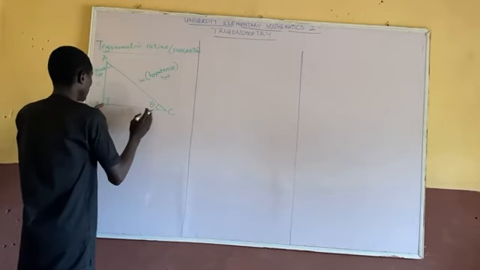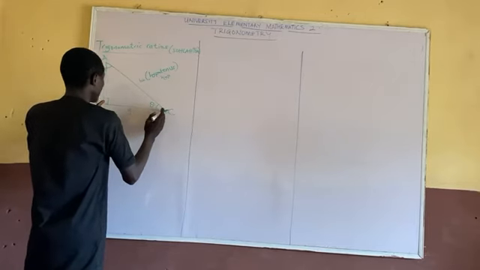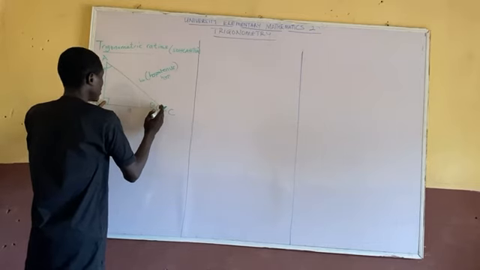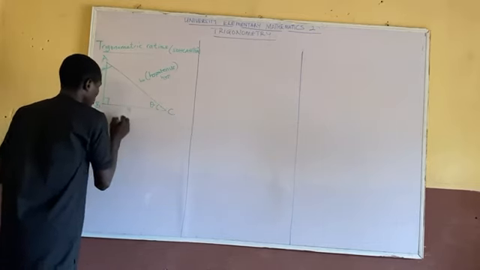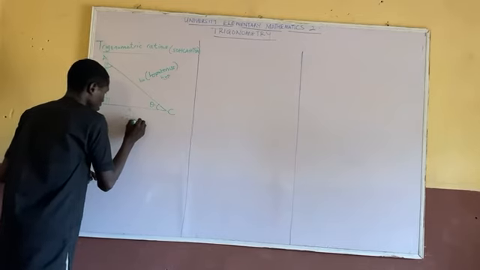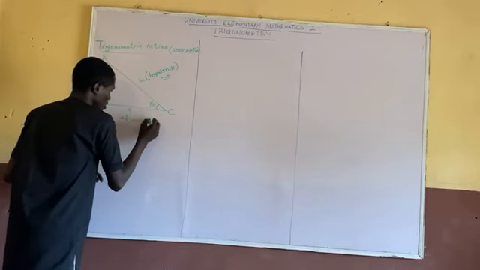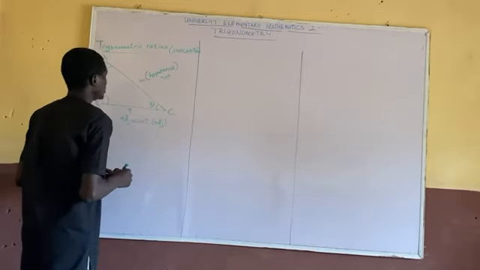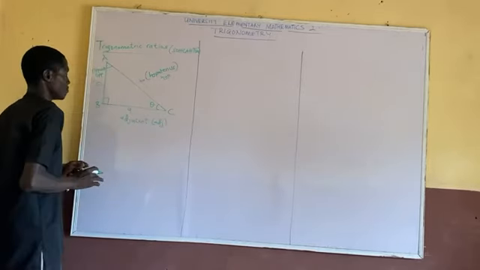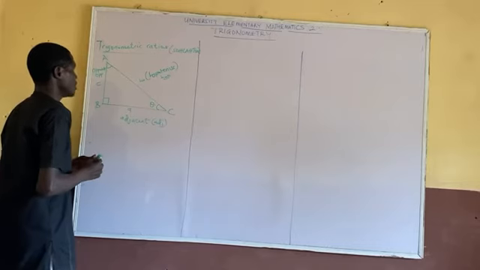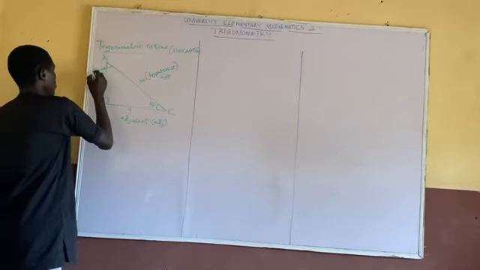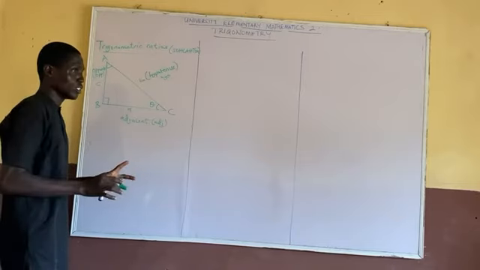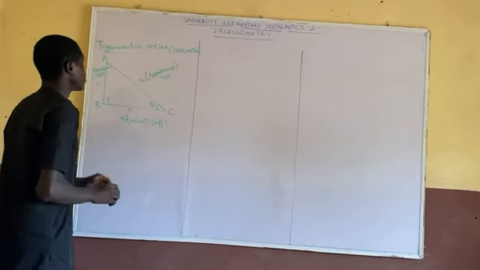Now, the side that stands with the angle, side by side with the right angle, is what we call adjacent, abbreviated as ADJ. Now, from here, we have successfully named the sides of the right angle triangle. Now, from here we can proceed to derive our trigonometric ratios.